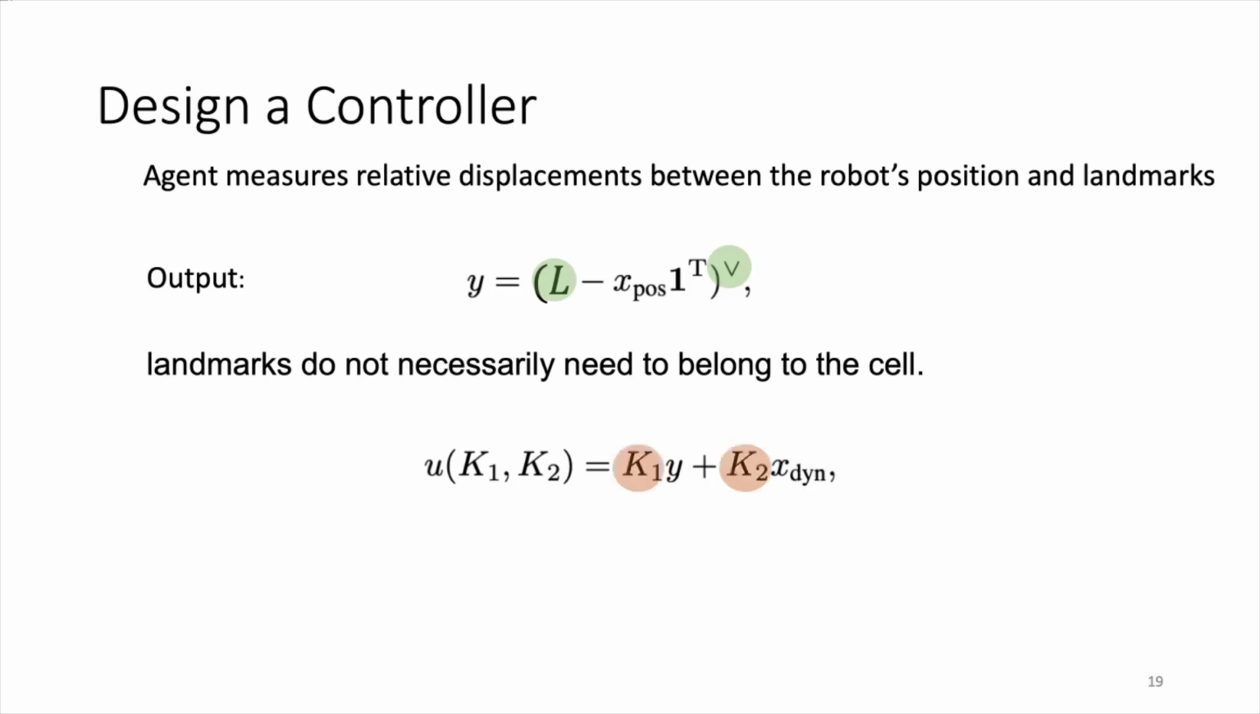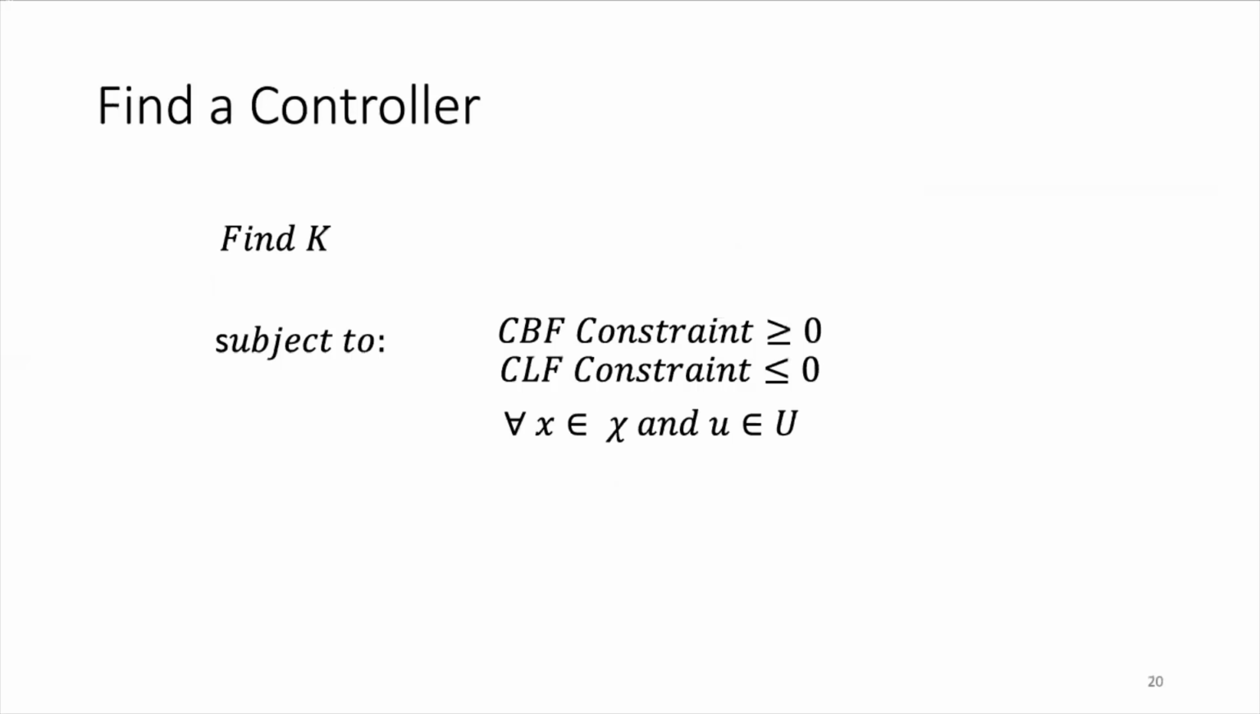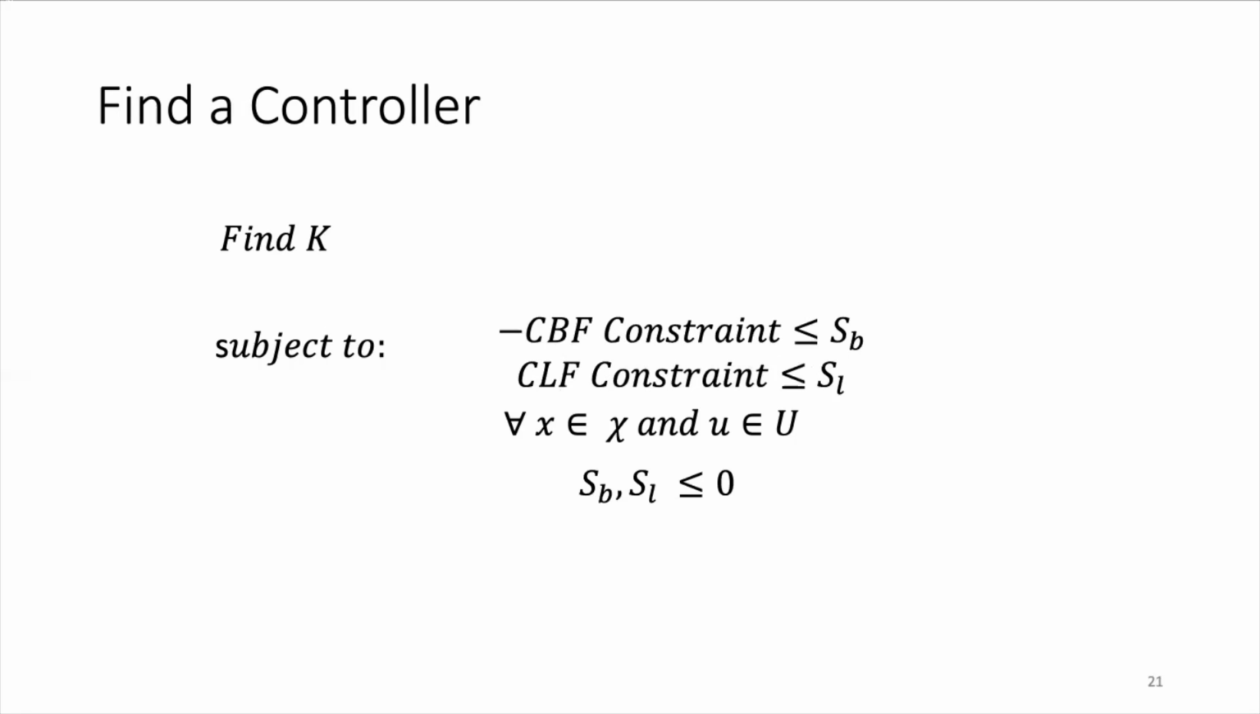We propose a controller as a function of the output, where K1 and K2 are the feedback gains that need to be designed. The controller feeds back linear combinations of displacement measurements. Our goal is to find control gains that maximize the motion of the robot towards the exit phase while avoiding the boundary of the environment by satisfying the CLF and CBF constraints respectively. In practice, we aim to find a controller that satisfies the constraints with some margin. We use the SB margin to achieve minimum distance from the obstacles and the SL margin to achieve finite-time convergence.